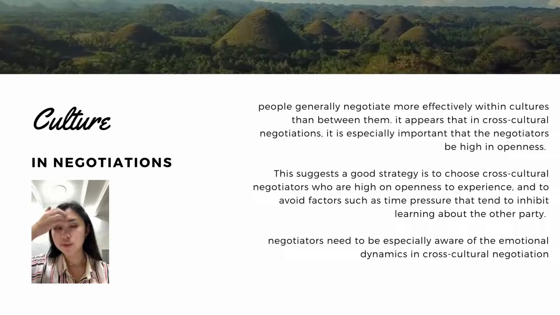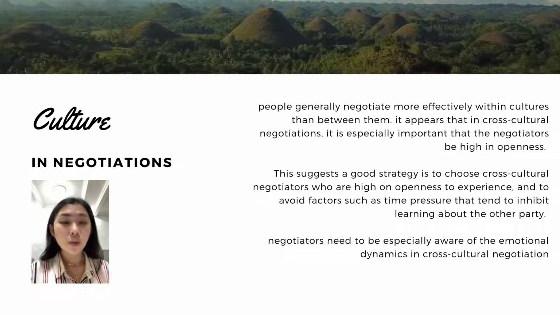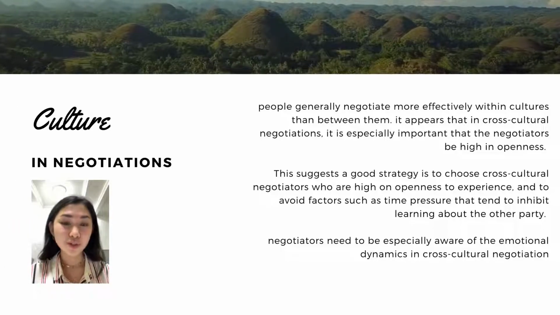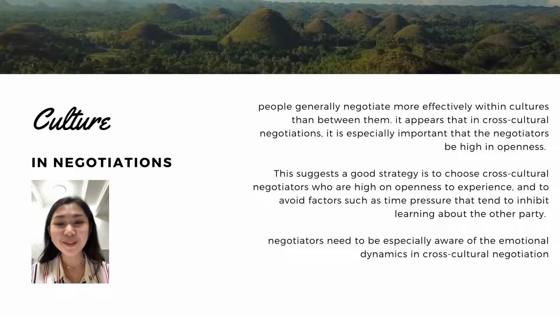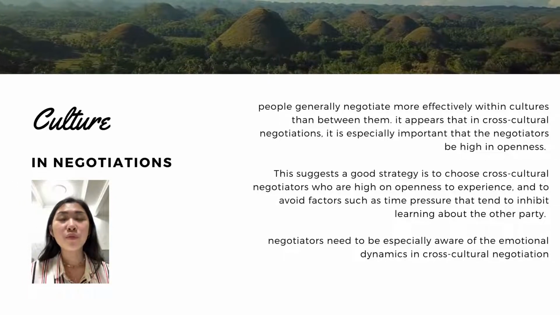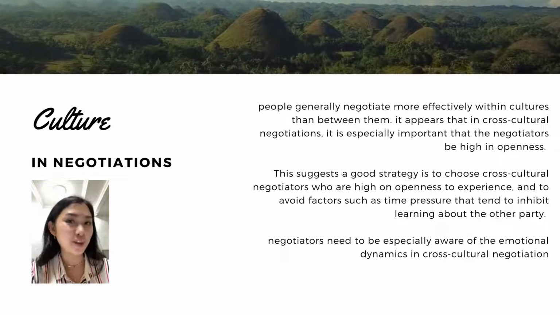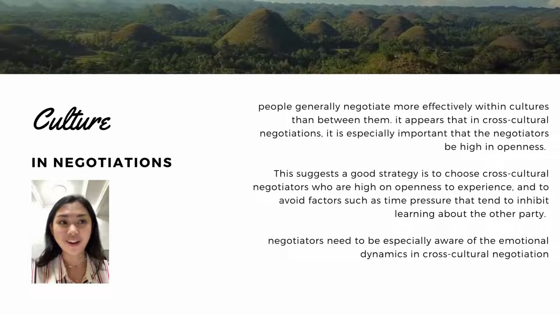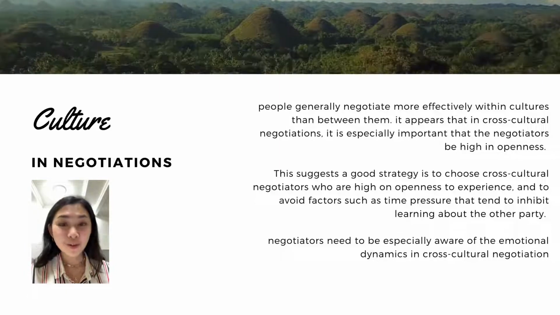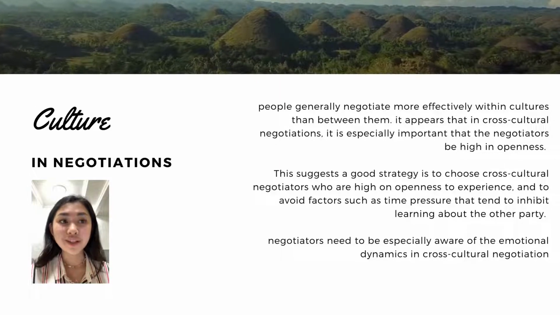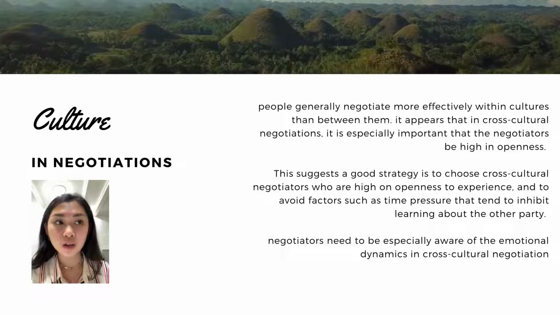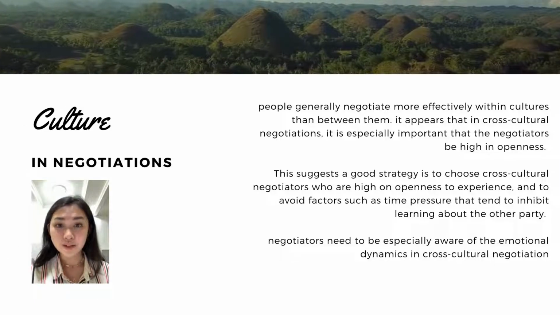Culture. People generally negotiate more effectively within cultures than between them. What does this actually mean? It means that for an Indonesian, it is better to negotiate with another Indonesian than with someone who's a foreigner. It appears that in cross-cultural negotiations, it is especially important that the negotiators are high in openness.